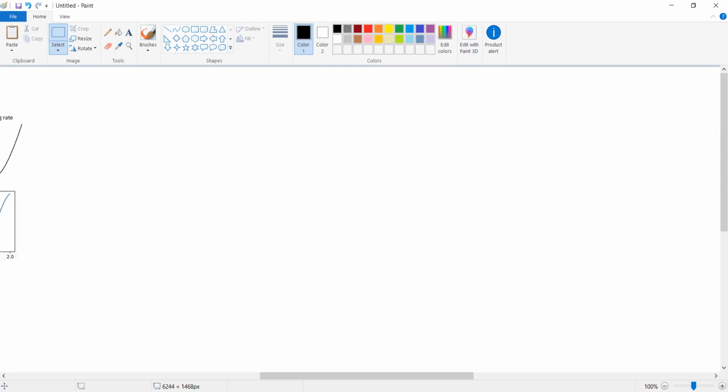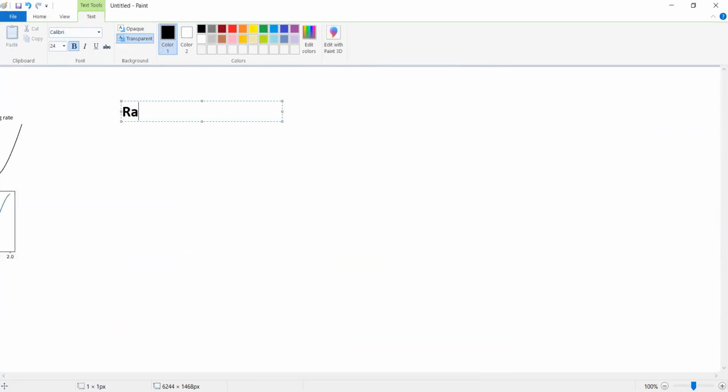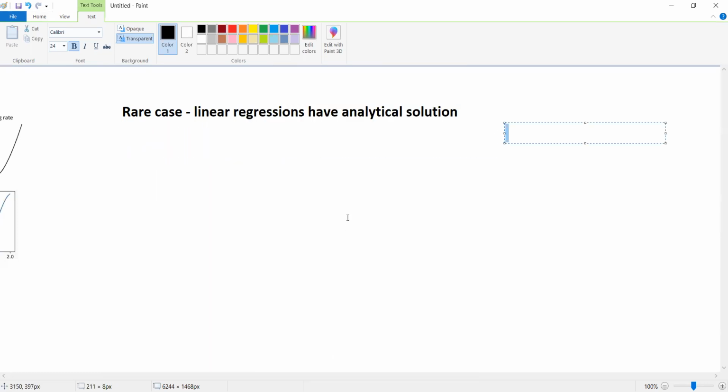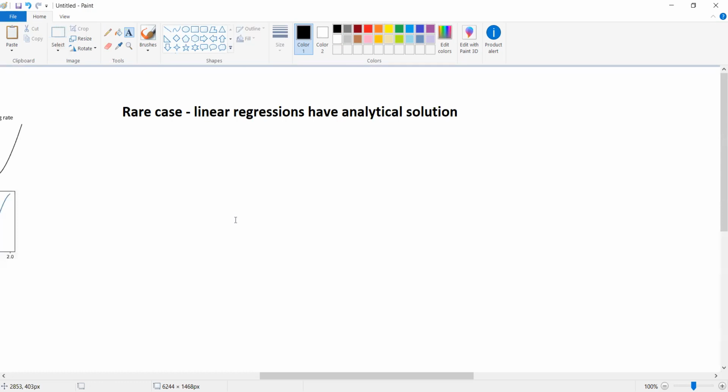Okay, so I'm going to do it, and we can do it in 10 minutes. It's a rare case: linear regressions have an analytical solution. So we're going to do the case of the linear regression where you only have one feature, the simple linear regression. And then it generalizes very easily to cases where you have more than one, the multiple linear regression.